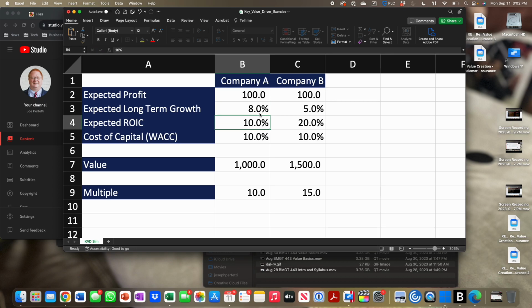What happens when B cranks up the growth? What happens when B starts growing faster? What happens to the value? What happens to the multiple? And why? Does the value go up? Does the multiple get higher? So why? Why is B going up and A not? What's different? Yeah. Not in the spread.